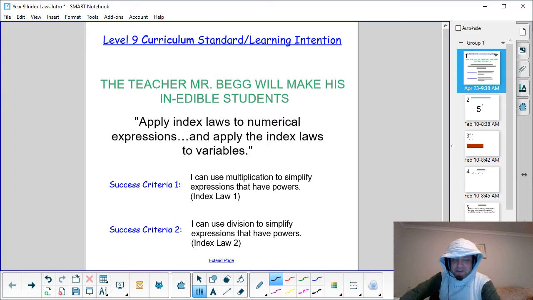I've pulled my hoodie up over my head just to change things up a bit, but also as a tribute to one of my favorite Year 9 math students. You know who you are. So let's get into it.